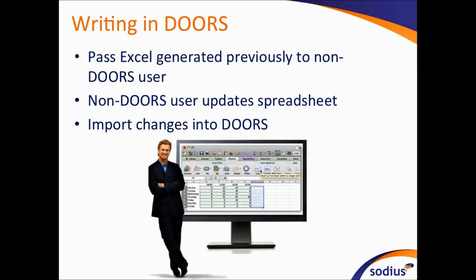So once again, let's go back into Eclipse. And what we're going to do now is I have another use case here, which is writing into DOORS. So that Excel that we just generated, we're going to hand that off to a non-DOORS user. That's why this guy is smiling. He's a non-DOORS user. He just gets to work in Excel.